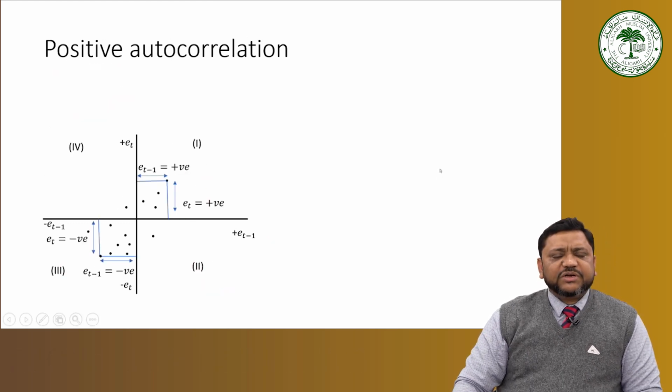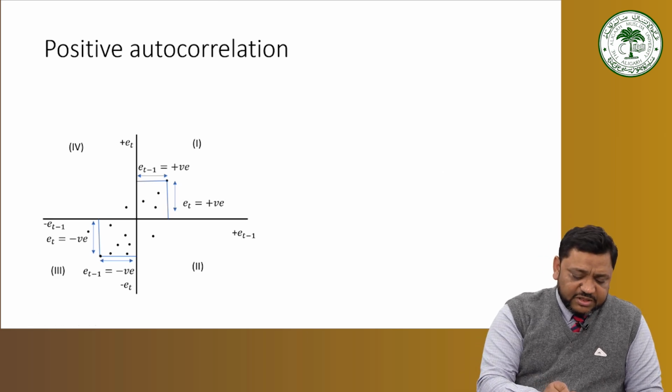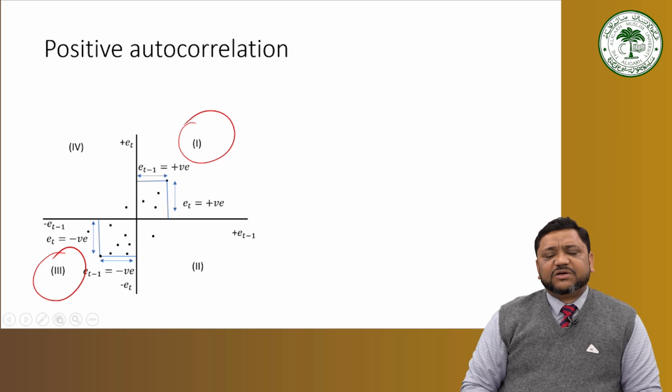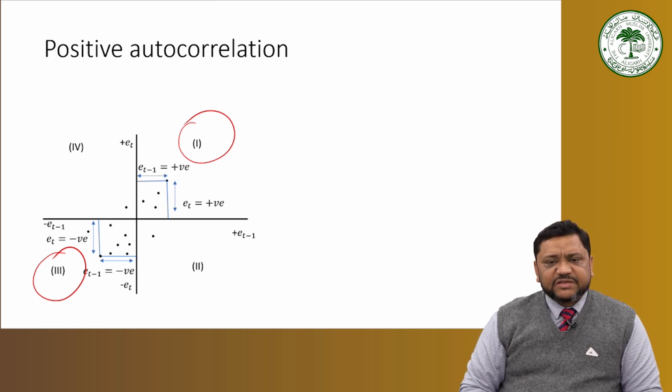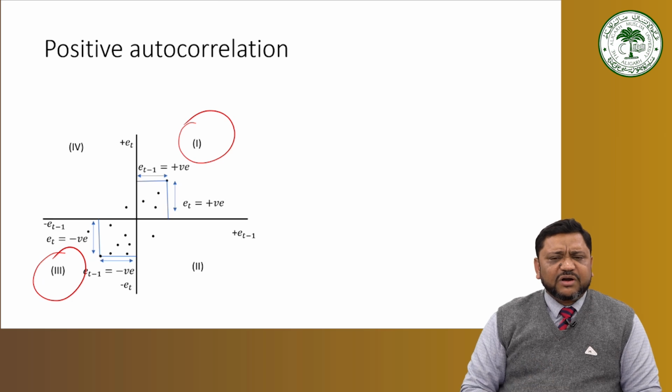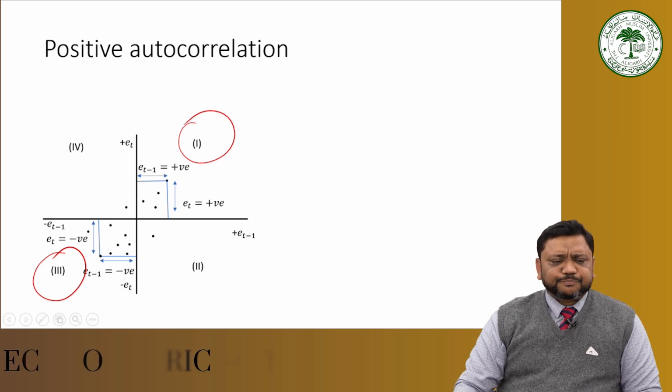Let's see how a positive autocorrelation occurs. Here the error terms are falling in the first and the third quadrant. If that is the case, so in most of the points e(t-1) falls in these quadrants, then it is positive autocorrelation, since the product of e(t) and e(t-1) is positive.